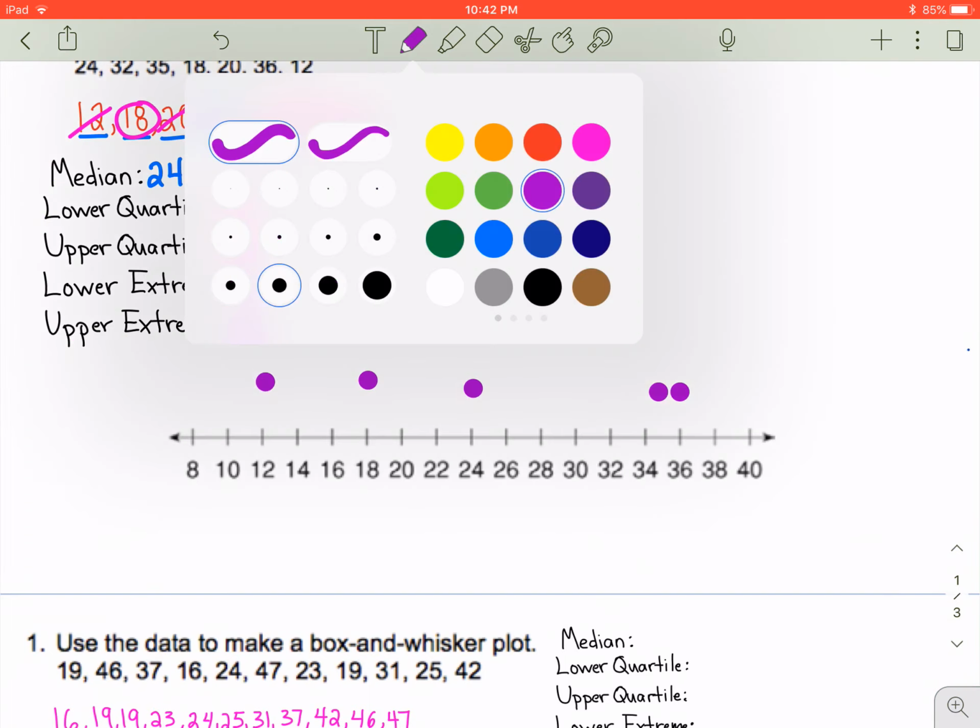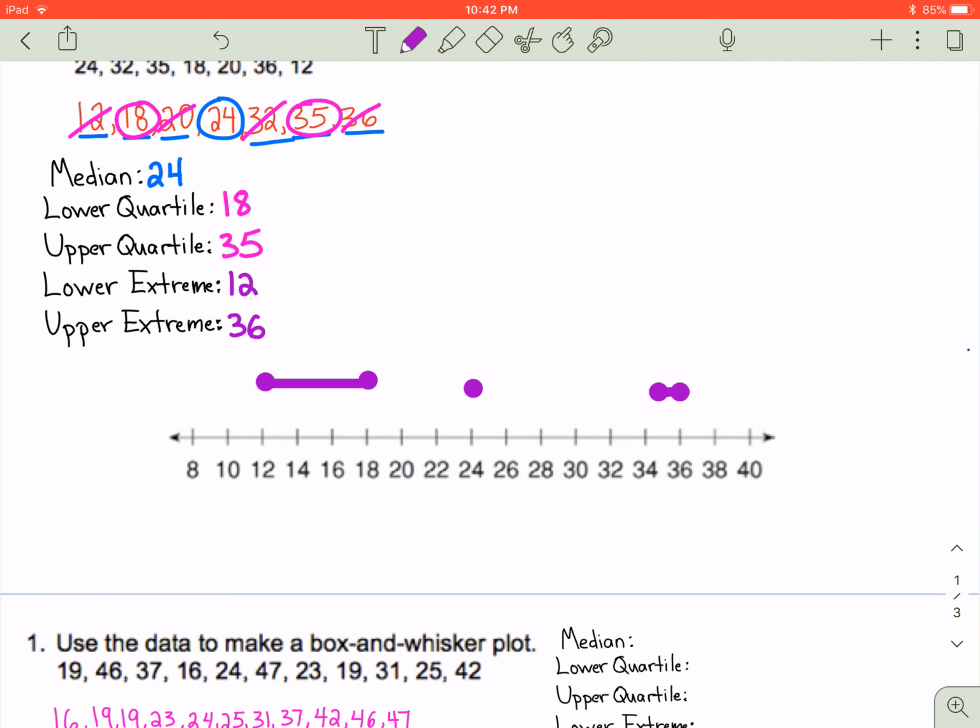Once I have plotted my numbers, I will go back and draw in my lines. Like I said, the whiskers won't always be the same size, so you notice I have one long whisker and one short whisker there. That's fine. And then I will draw in my box using the next two inside dots. And then a dot in the middle, and we'll have a line going straight through it. So it looks like that. That is a box and whisker plot where we use the median, the lower quartile, the upper quartile, the lower extreme, and the upper extreme to create that graph.